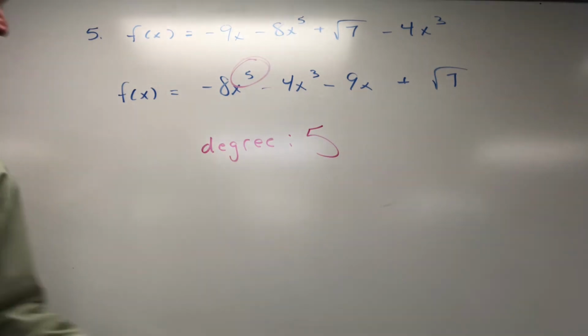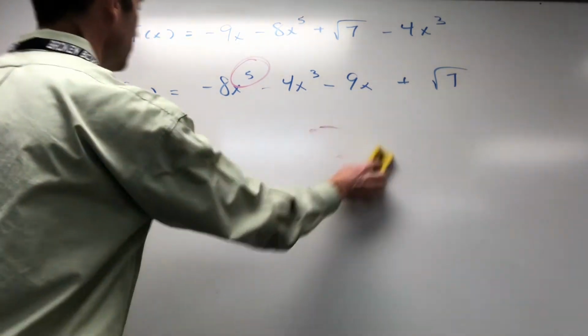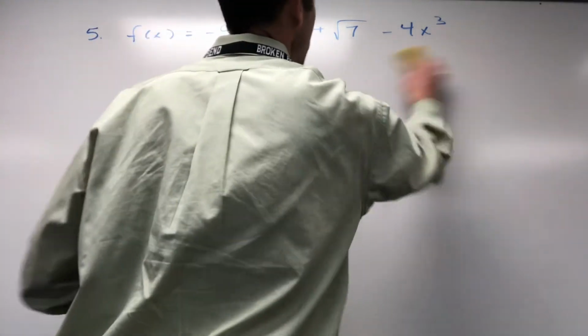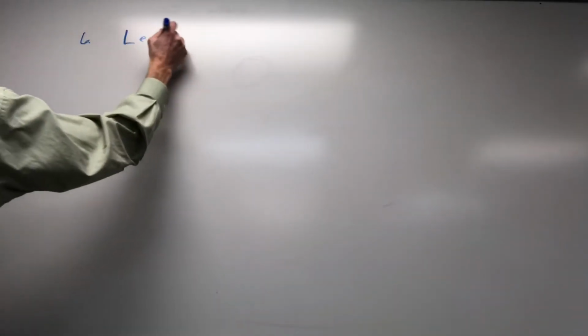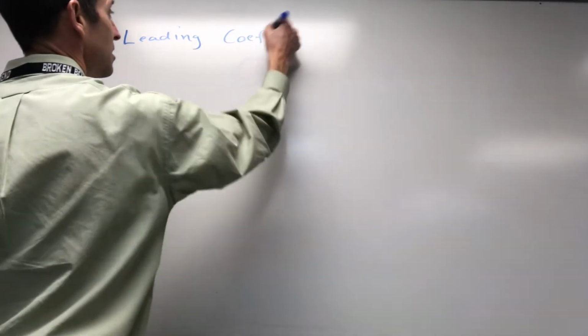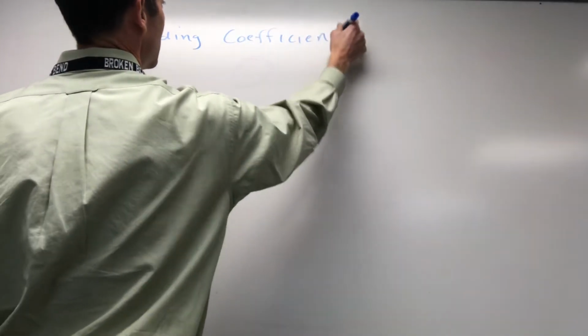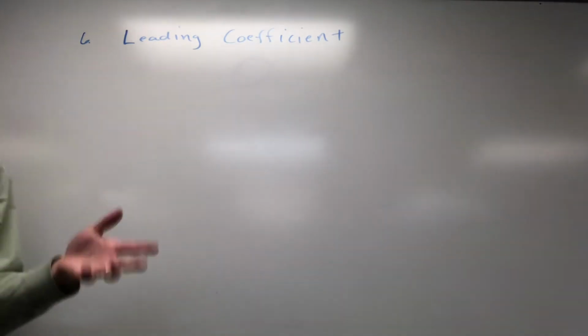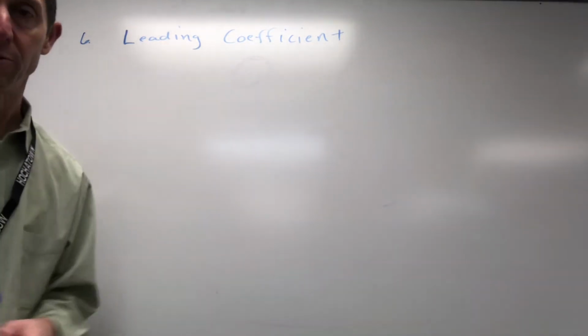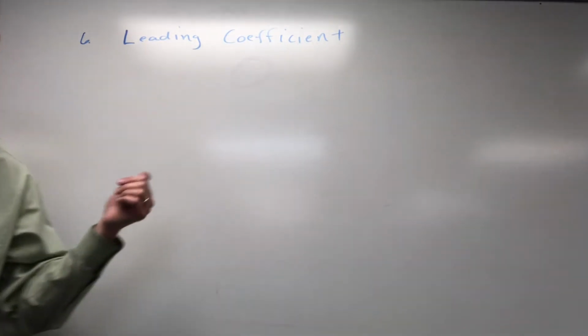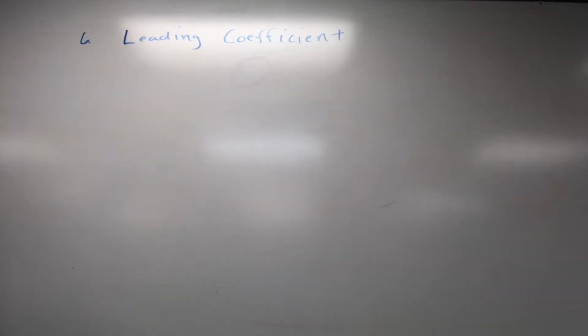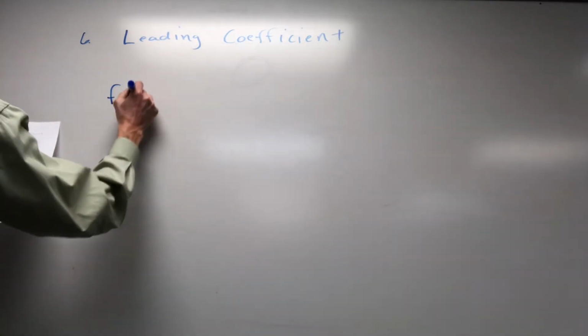And that also kind of leads us into the next thing we've got to do, a thing called leading coefficient. Let's do that. Number 6. So, next thing you got to find, we put them in descending order. We found degree. Next up is the thing called leading coefficient. Let's get a function up here.